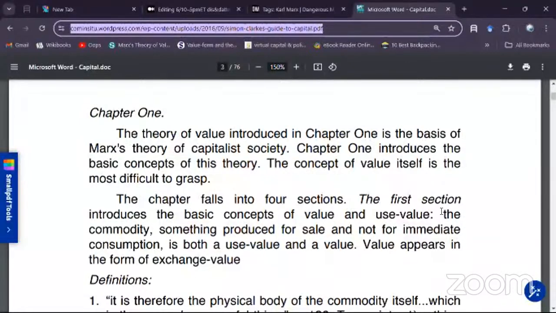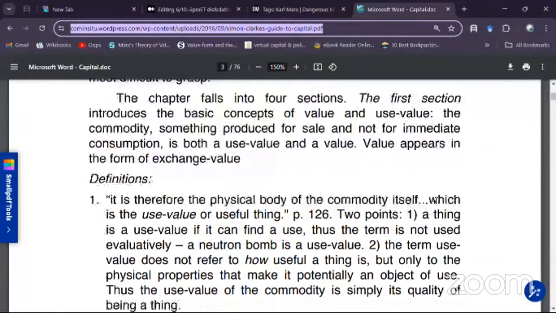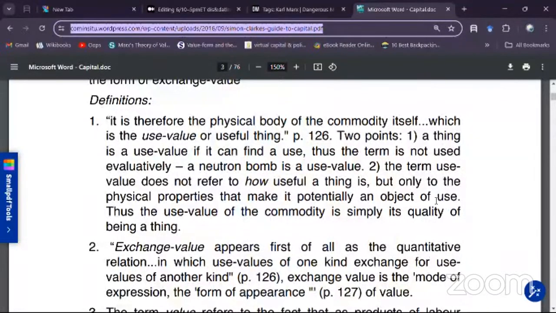Therefore, exchange value resembles price in this procedure, but price is not always the same as value, as I've said before. So you have a couple of definitions here. It's the physical body of the commodity itself, which is the use value or useful thing. Two points. A thing is a use value if it can find a use. Thus, the term is not used evaluatively. A neutron bomb is a use value. It has other implications, but whatever. Number two, the term use value does not refer to how useful a thing is, but only to the physical properties that make it potentially an object of use. Thus, the use value of the commodity is simply its quality of being a thing. Okay? I mean, I have plenty of uses that are possible with the neutron bomb, but, you know, the neutron bomb is just the neutron bomb.